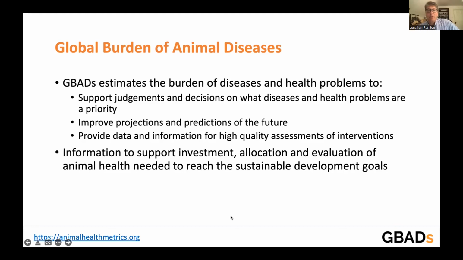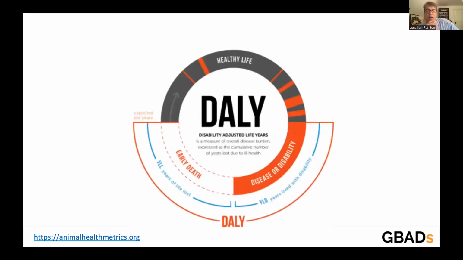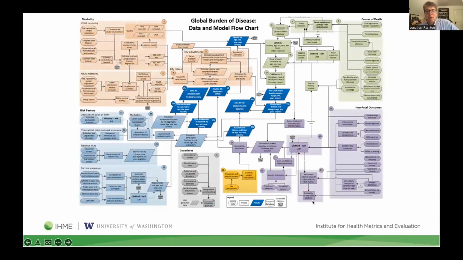And that information, we plan to support investment allocation and evaluation of animal health to reach sustainable development goals. And our comparator really is the human burden of disease. They have succeeded in developing a metric which has quite powerful meaning. So that disability adjusted life year can be explained quite quickly. It's something that people tend to understand. You can teach it quite easily with students. And yet the actual global estimations have lots and lots of complexity underneath that.